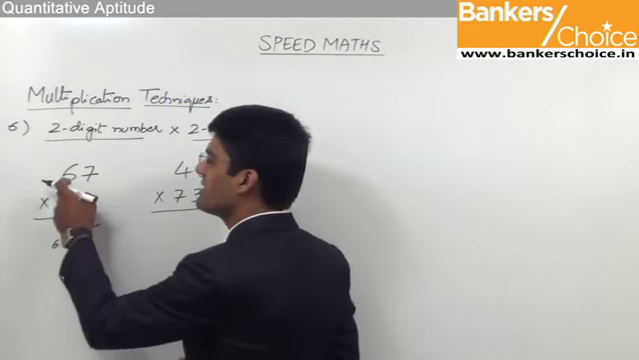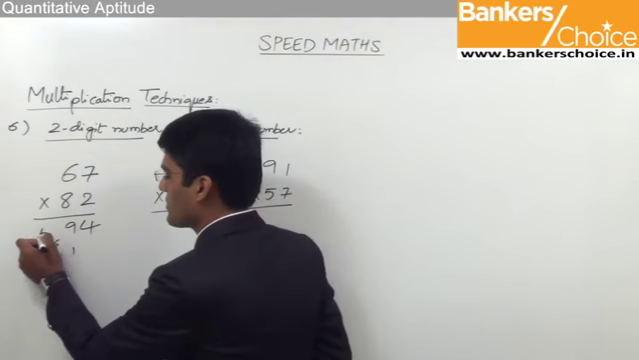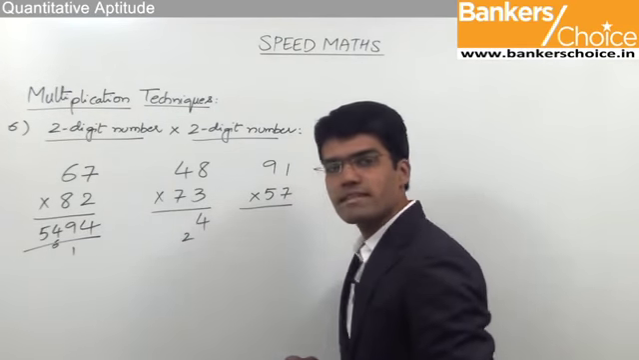And the last step here is 6 into 8, 48. 48 plus 6 is 54. So the final answer here should be 5494. Moving on to the next one, 48 into 73. The first step here is 8 into 3, that is 24. So 4 in the answer and 2 gets carried forward.